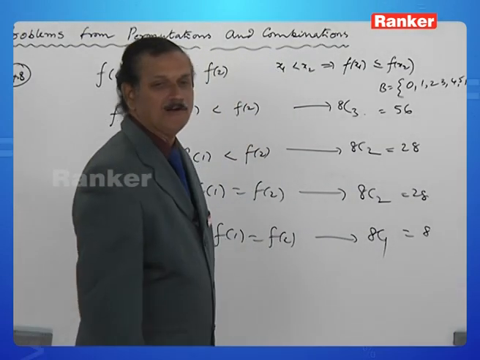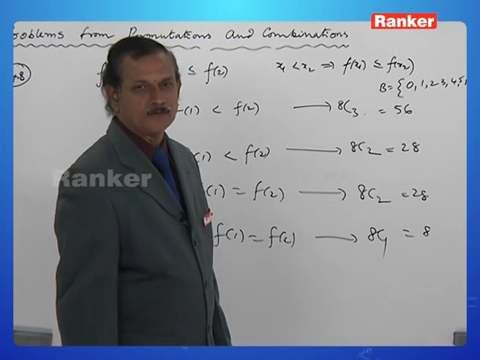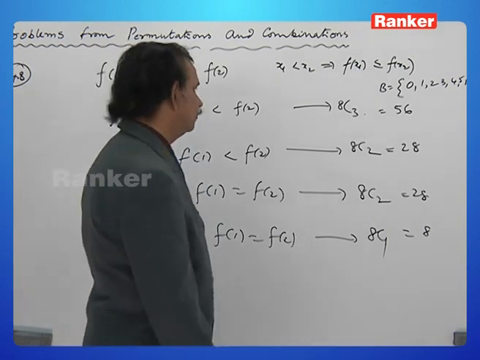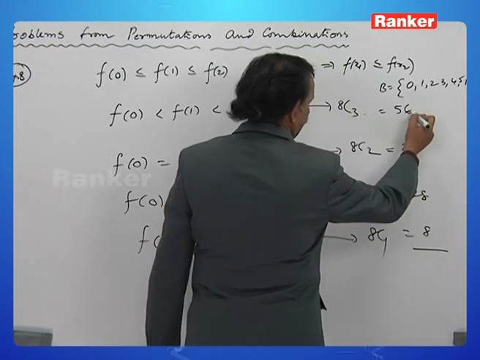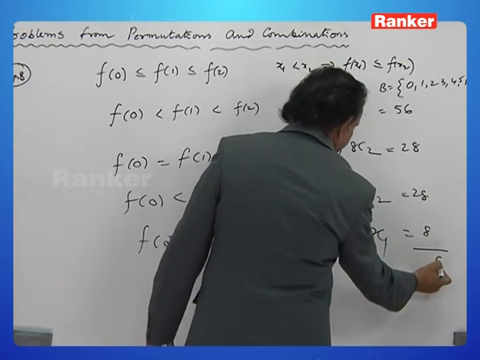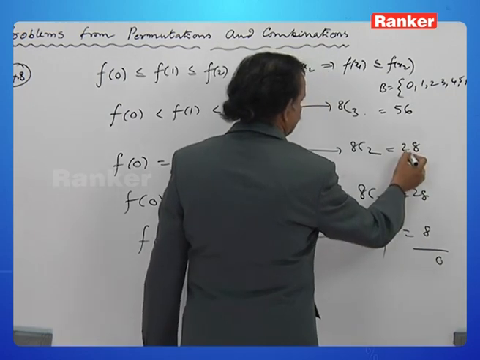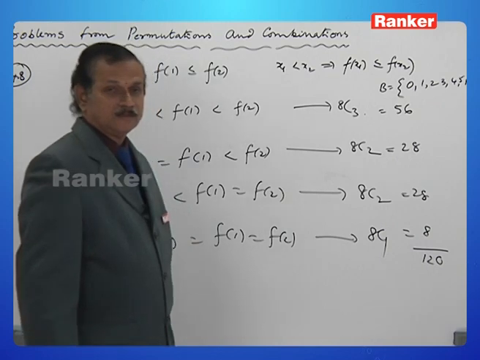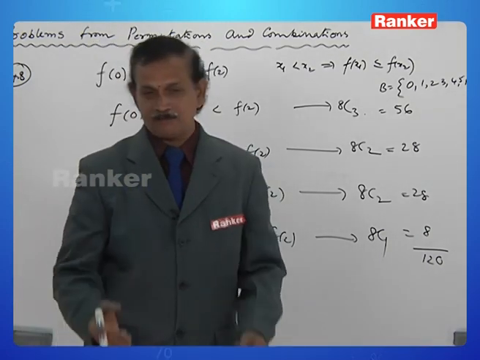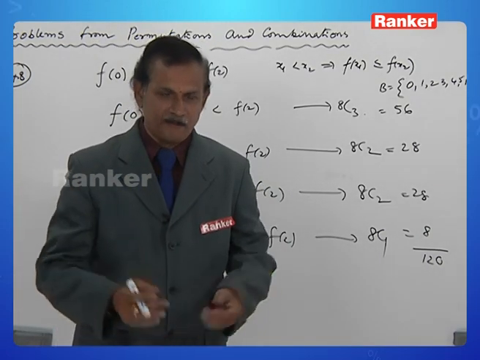You add all of them. What are you going to get? 3 8s are 24 plus 6, 30. 3 plus 2, 5 plus 2, 7 plus 5, 120. But astonishing, you are not able to get 120 among the options.